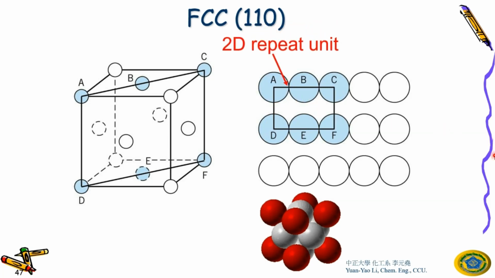So what we call this is a two-dimensional repeat unit. This is also a repeat unit, the smallest. Not this one. This is the repeat unit, and you repeat like this. Repeat like this. Okay? Two-dimensional repeat unit. So when you see the plane, it looks like this. 1, 2, 3, 4, A, B, C, D, E, F.